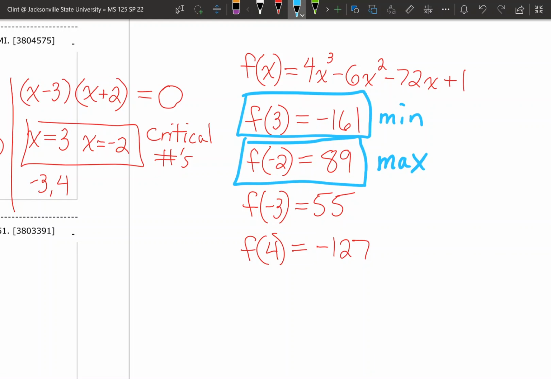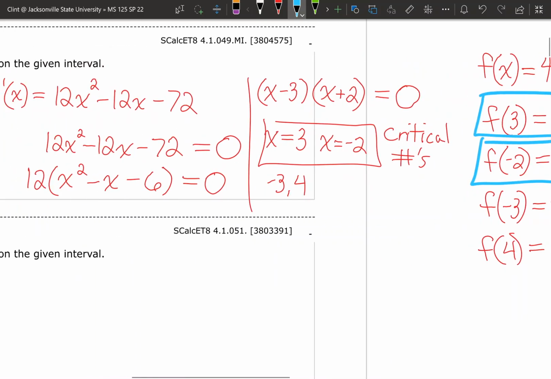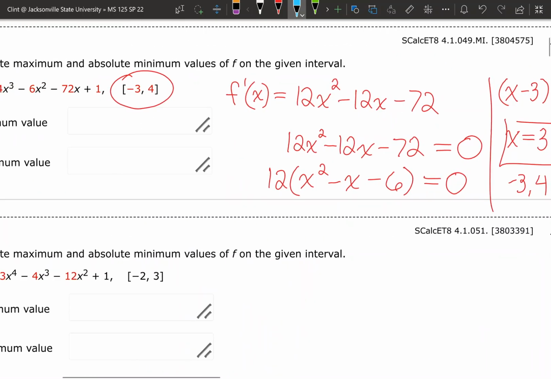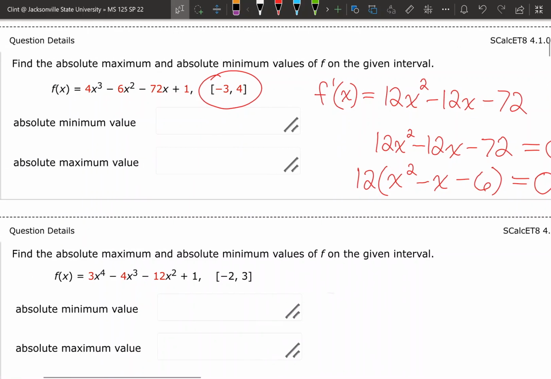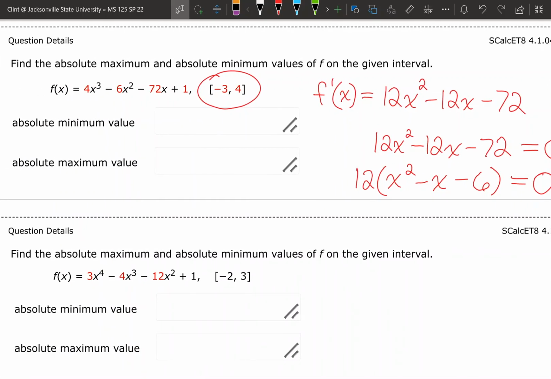So it took a minute, but it wasn't too bad. The arithmetic part of that was the worst part. So find the derivative, find the critical numbers, and check the critical numbers and the endpoints in the original function.